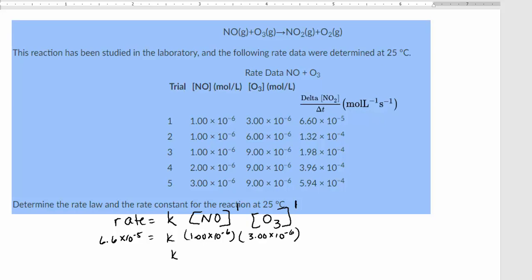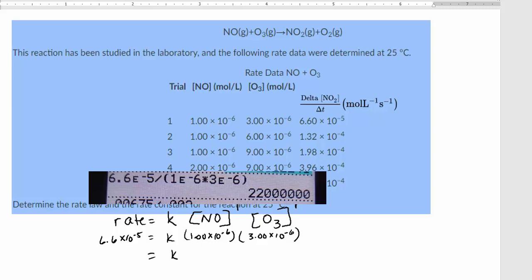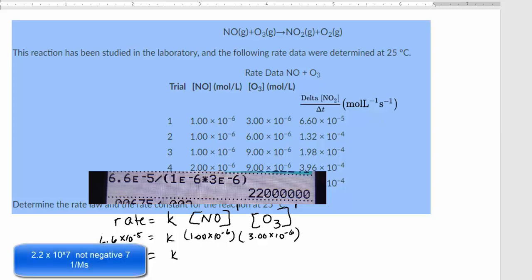So in the calculator then, I get a K value of 2.2 times 10 to the negative 7. Now let's briefly analyze the units of that value. We have capital M molarity here and capital M molarity here. For the rate, I have molarity over time, or molarity over seconds. I'm dividing by 2 molarities, so I will have 1 over molarity seconds.